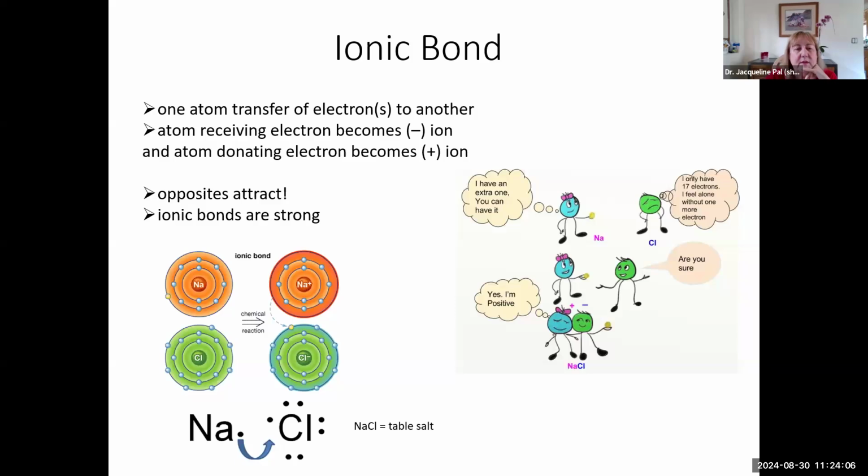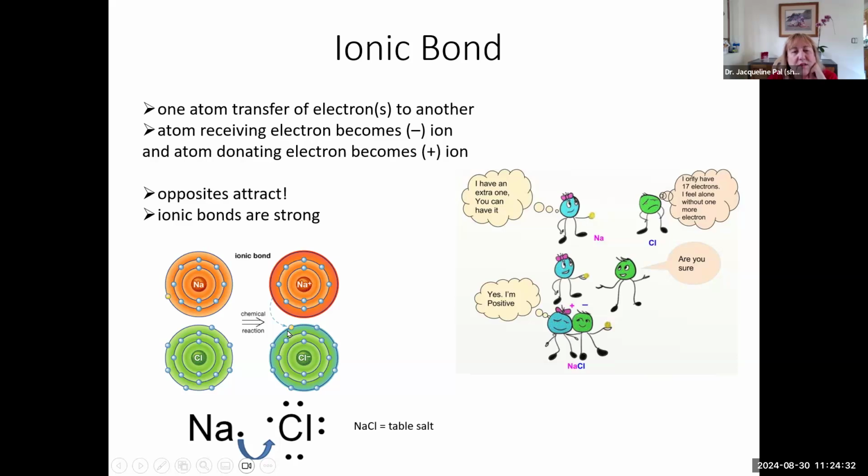Here's an example of an ionic bond. Sodium, which has an electron in its third shell, is going to lose it. Chloride, which has 7 electrons in its outer shell, is looking for one. So sodium is going to donate one.